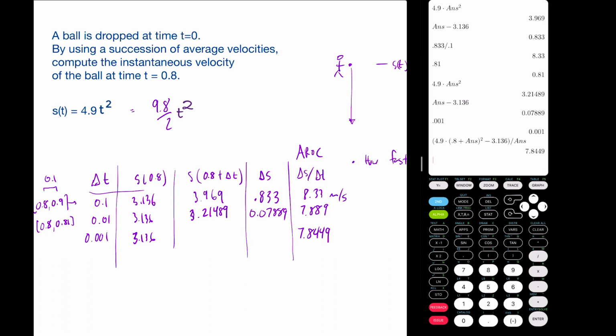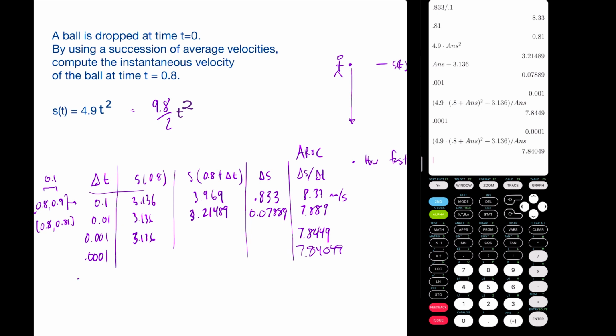Now, using the ANS trick, I get a really great mechanism for evaluating this expression repeatedly. Say I want to do 0.0001. No problem. I go 0.0001. Enter. And then I just push enter, and it evaluates it for me. I love the ANS trick. And I get 7.84049.